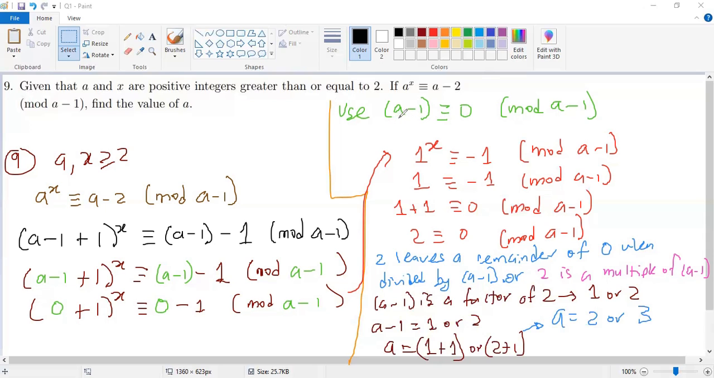Why can't it be a is 2? Because if a is 2, it's kind of weird to say mod 1. If we put a equals 2 back at the top, we have 2 to the power of x congruent to 2 minus 2, which is 0, mod 2 minus 1. Modulo 1 is basically dividing by 1 and getting remainder 0. So 2 to the power x gets remainder 0, and it's true for any x.